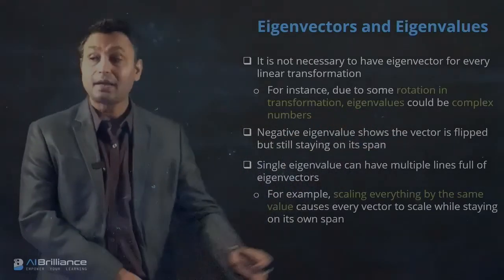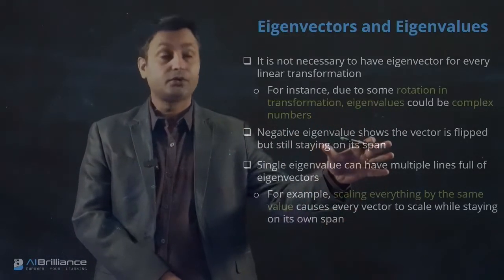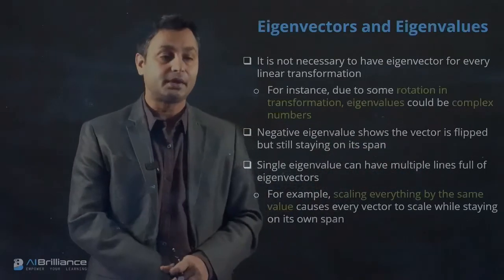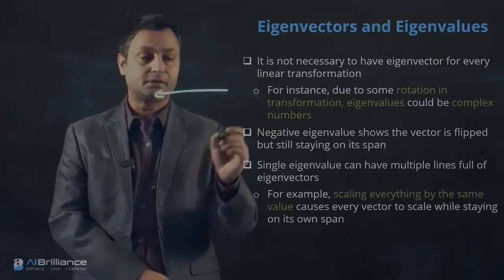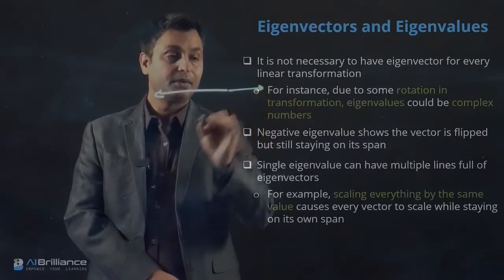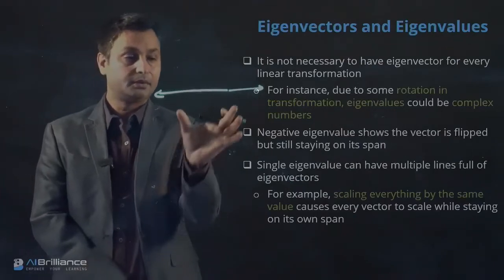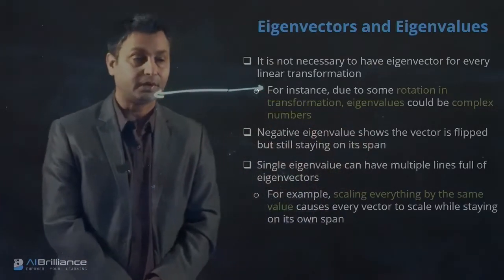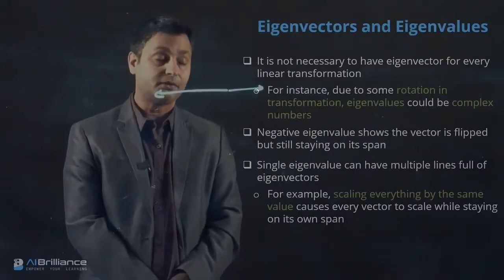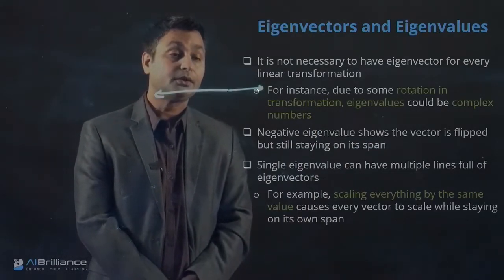Now, a negative eigenvalue shows that the vector is flipped but still stays in its span. So if you have a negative eigenvalue, the vector stays on the same span, but it is essentially flipping; the line of direction is not changing. So this is the meaning of negative eigenvalues with respect to a given transformation matrix.